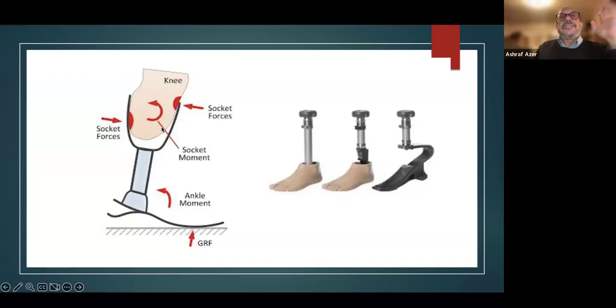We have two types of sockets زي ما أنا قلت لك في الأول. PTB and total contact. PTB means you put the pressure around the PTB area, the patellar tendon bar area. And then the total contact means the pressure will be distributed all over the stump. How would we know both? I'll show it to you in a minute.